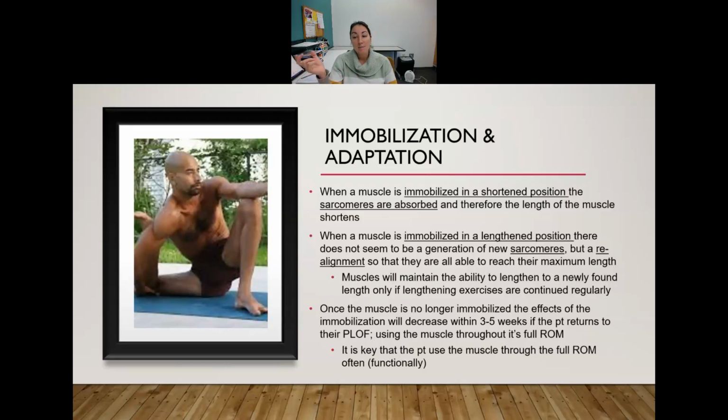If, let's say, they did serial casting and they got some new length in somebody's Achilles tendon, if they use that new length consistently, like they start walking on a flat foot rather than toe walking, then they'll maintain that length. However, if lengthening exercises aren't continued often, especially when the lengthening is in the muscle, the contractile tissue, we're not talking about in the tendon itself, so my first example was not the best, then it will go back to how it was before. If they don't use it, they will lose it.